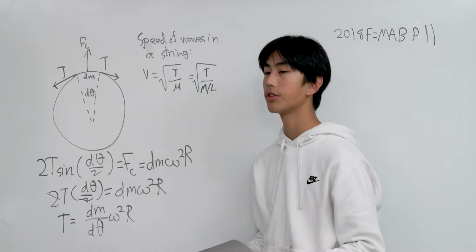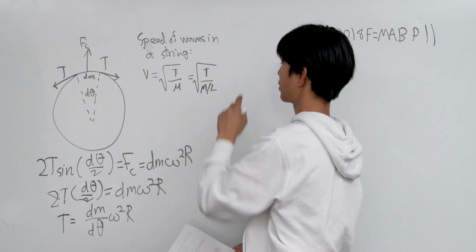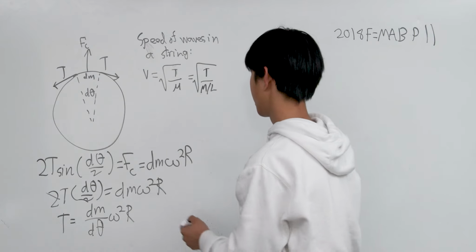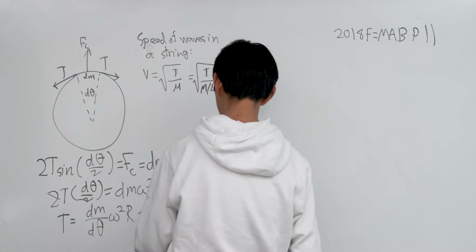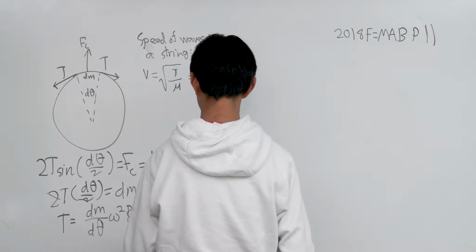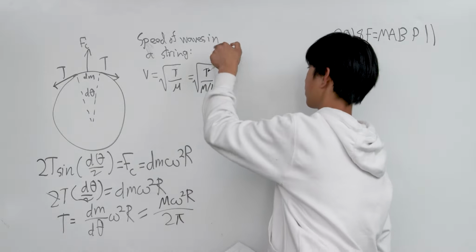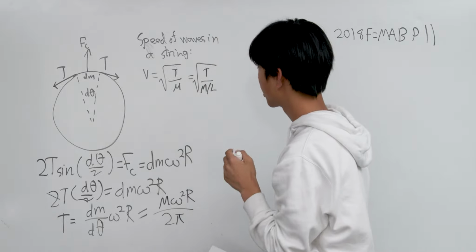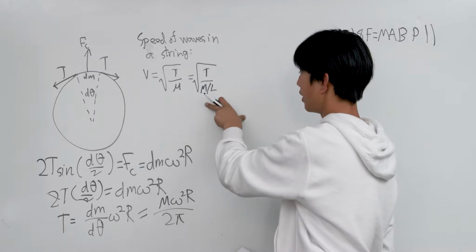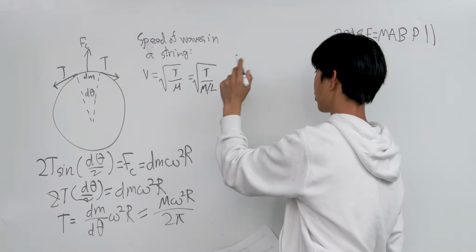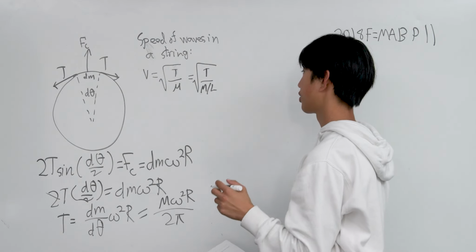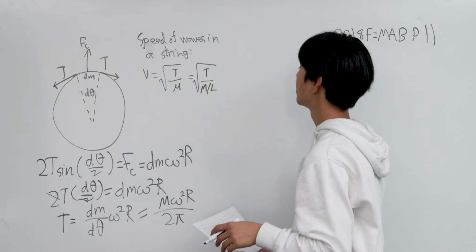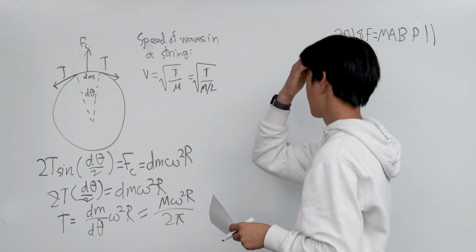Now remember, we have to incorporate the speed of waves in a string, and this is where it comes in. Also, this is equal to m omega squared r over 2 pi. So we have velocity is equal to the square root of T over m over L. So this is essentially T times L over m.